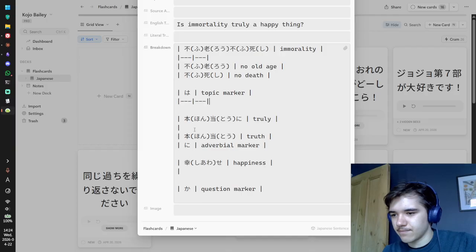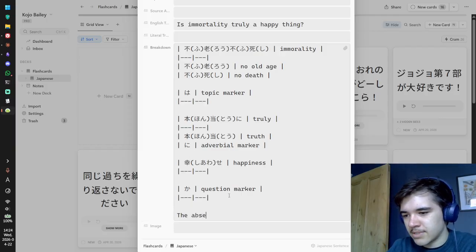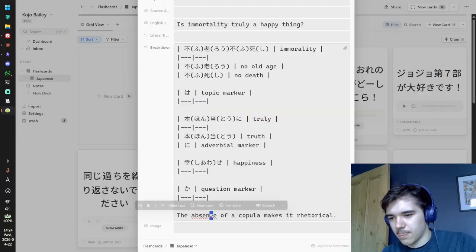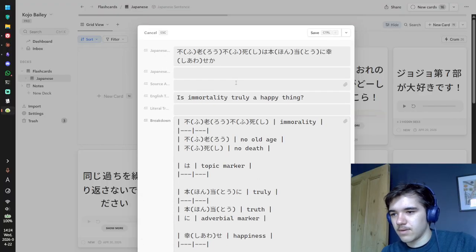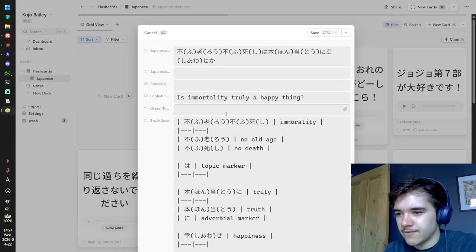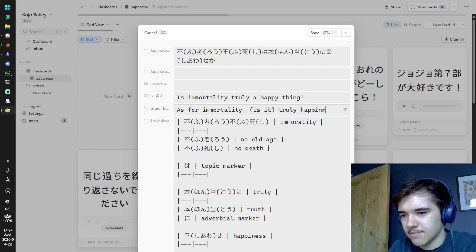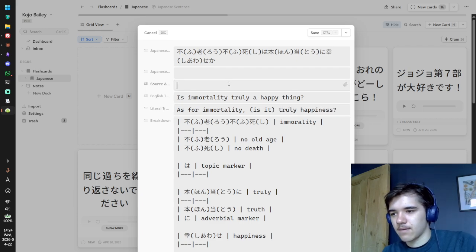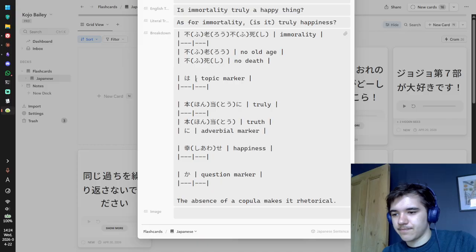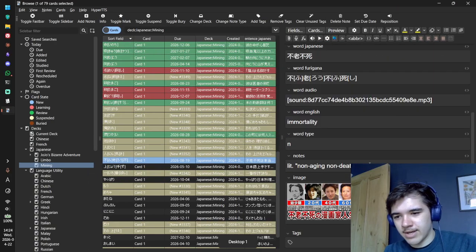And then can I actually add a note at the end here? Maybe. The absence of a copula makes it rhetorical. So directly, as for immortality, is truly happiness? Yep. What did I use for this one? Iraqi, probably. Yep.